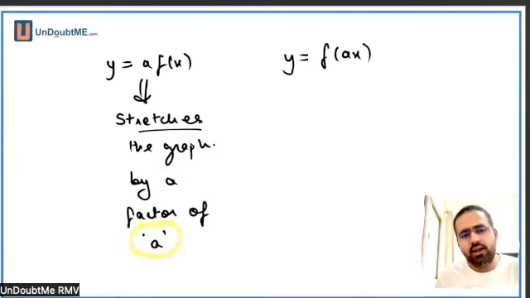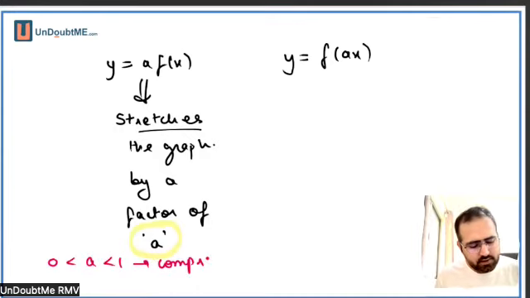Now, who will decide when it will be compressed and when it will be expanded? So that depends on the value of a. That was also done at that time when we discussed transformation. If the value of a is between 0 to 1, it will be compressed.